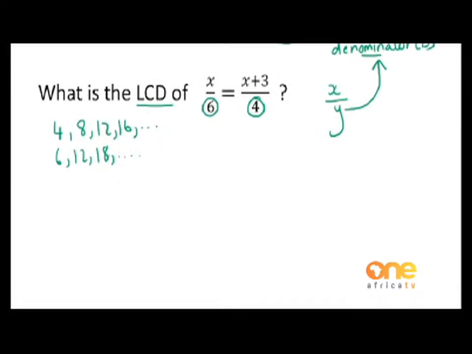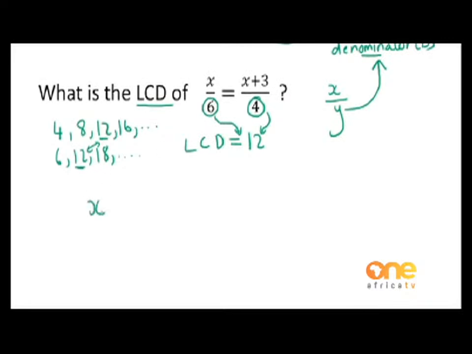Now, what do you notice? You notice that you've got a 12 here and a 12 here. So 12 is your lowest common denominator. So the lowest common denominator is 12. Now, the reason that we would want to do this is it will help us solve the equation. So what we have to do is we have to make 6 into 12, and we also have to make 4 into 12. So how would we do that?